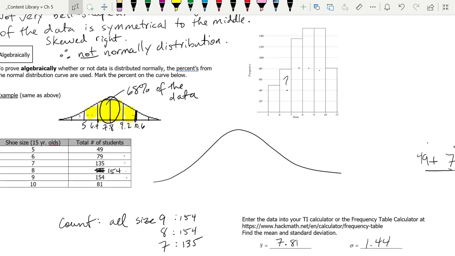Count the 6s and the 10s and not the 5s? Well, here's the thing though. This line here represents where the exact size 5 is. Now, you might have a size 5 and a little bit, right? Everybody's foot's probably a little bigger than that. So if your foot is a little bit bigger than a size 5, you'd probably be in here, right?